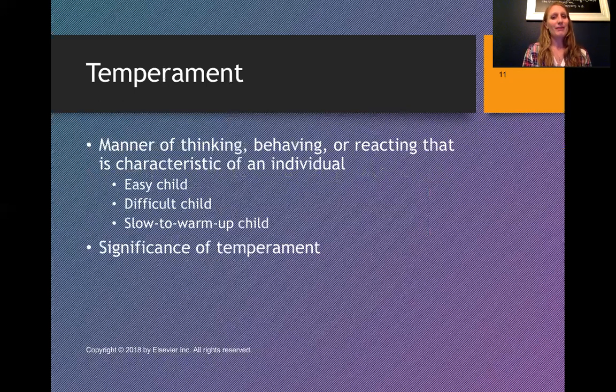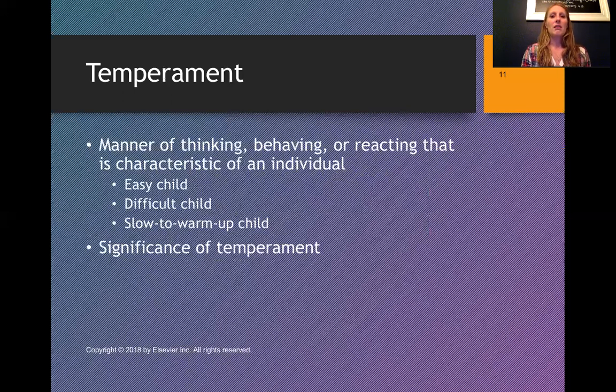Temperament. One of my favorite subjects is I have a very difficult child, which makes things challenging at times. But your temperament, we all have one, is the manner of thinking, behaving, or reacting, and it's a characteristic of the individual. So we have various temperaments. We have the easy child. This child's kind of easygoing. They only cry if they need something. They are easily adaptable to change. They're not too concerned with who's holding them or what position they're in. They're just easygoing. Those are brilliant children.